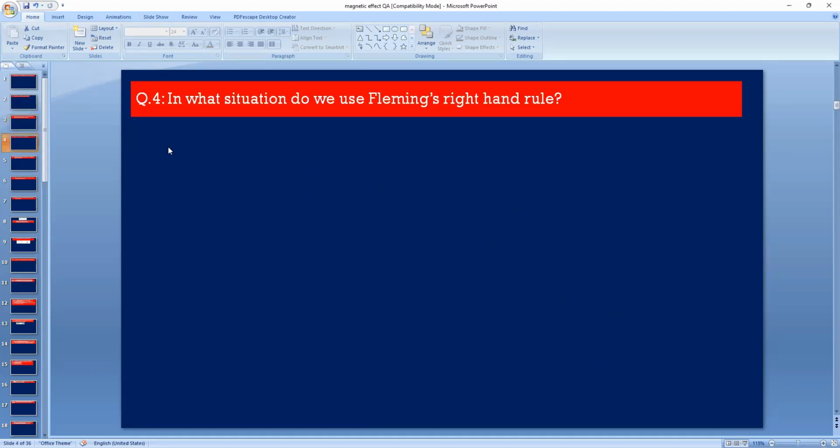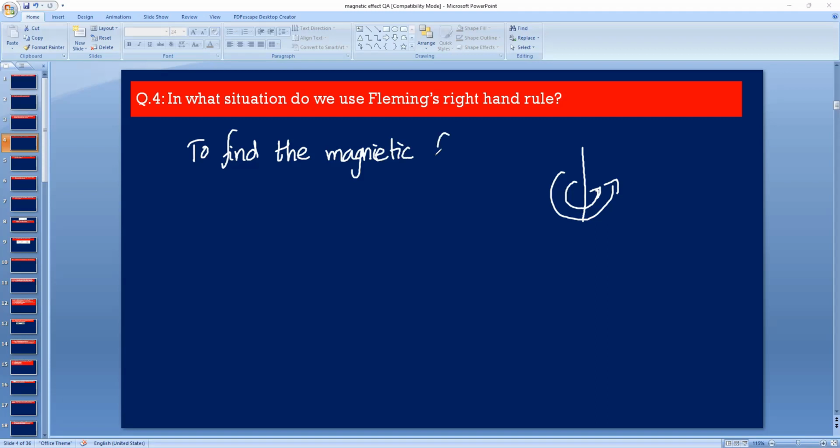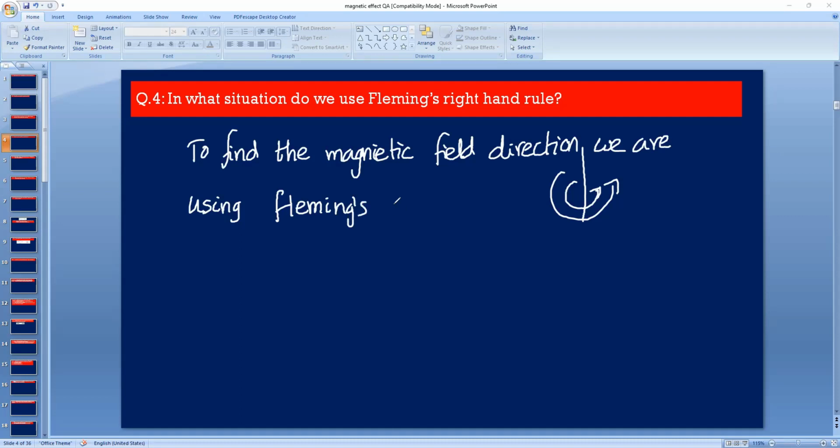Next question. In what situation do we use Fleming's right-hand rule? As per the Fleming right-hand rule, we can identify the magnetic field direction. To find the magnetic field direction, we are using Fleming's right-hand rule. This answer we have to give.